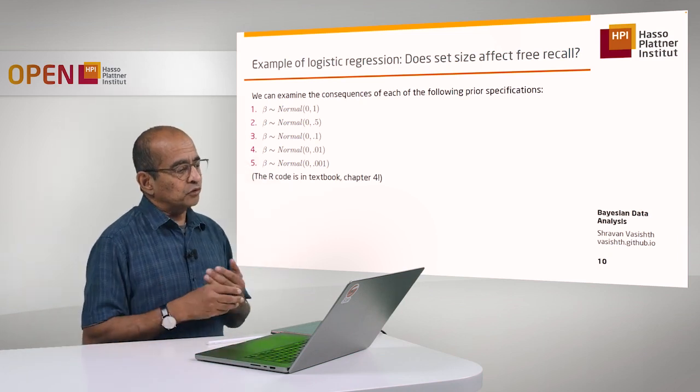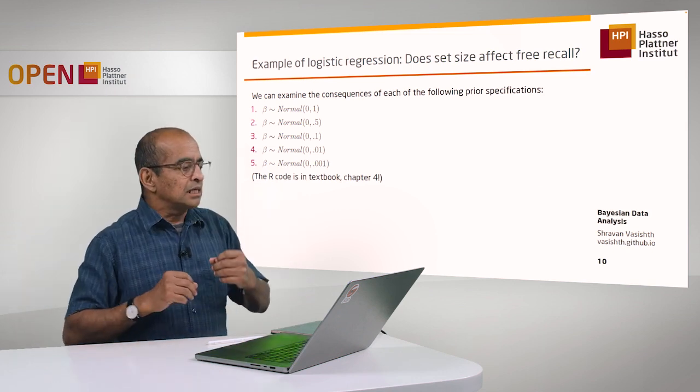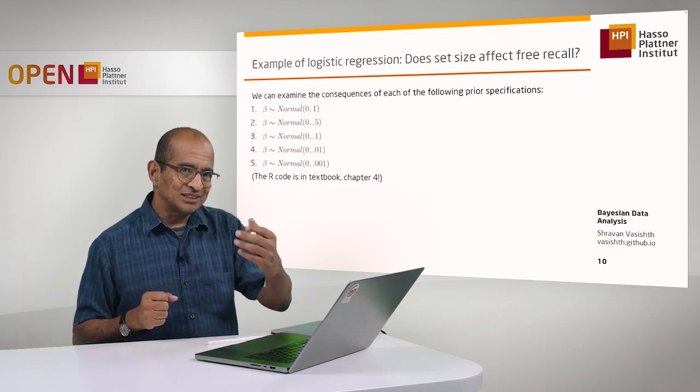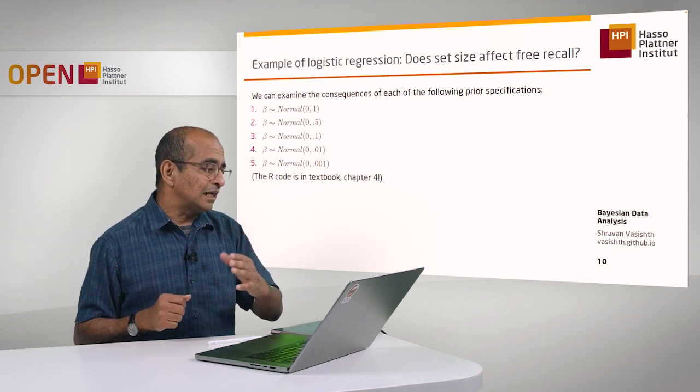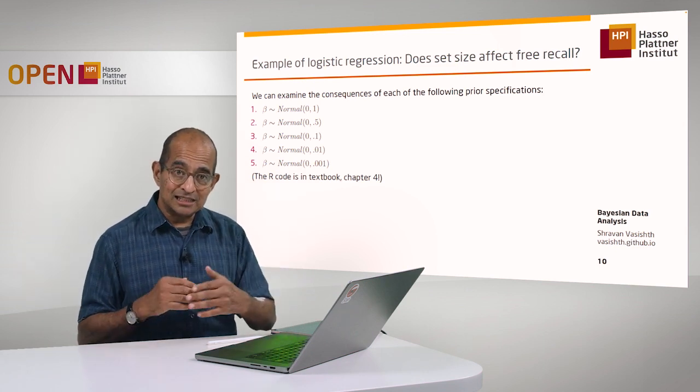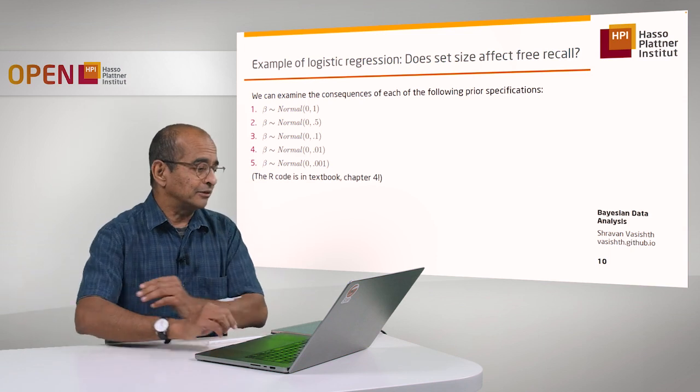But as I said before, the really interesting thing for us is not the alpha parameter, which is the average accuracy, but rather the slope parameter, which tells us the effect of set size on accuracy, right?